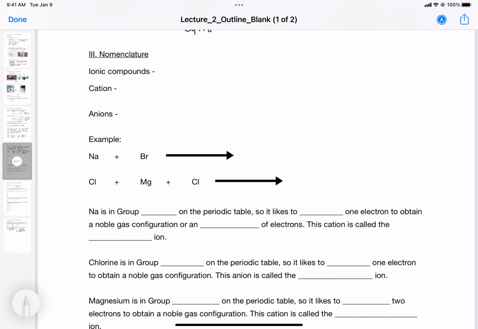Okay, welcome back, everyone. So, we are now talking about nomenclature.